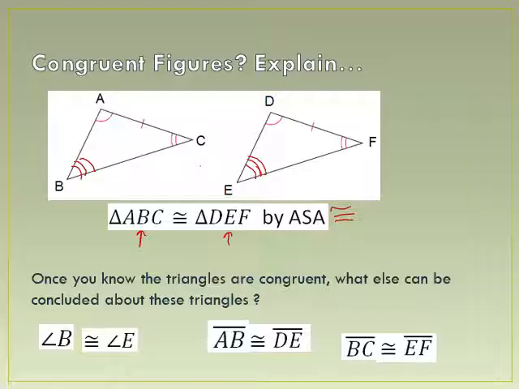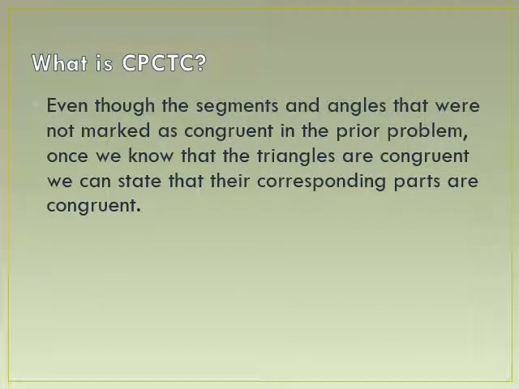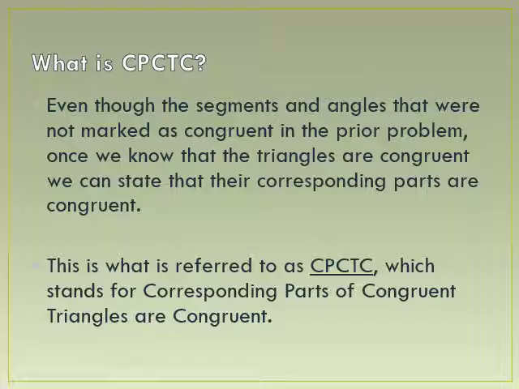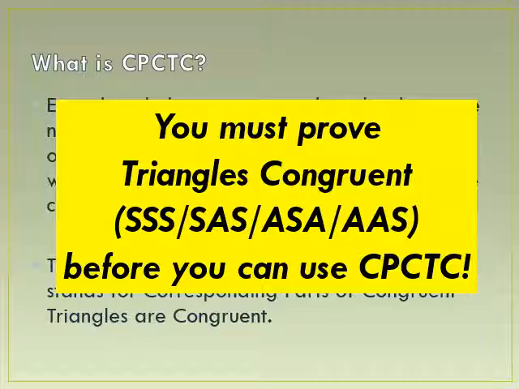We know that segment AB, right here, I'll use a double there, and DE are congruent. So we could add that. And again, that's by using CPCTC. We also know that BC is congruent to EF. Again, CPCTC. So even though the segments and angles are not marked as congruent in the prior problem, we know that they are by using CPCTC. Corresponding parts of congruent triangles are congruent.